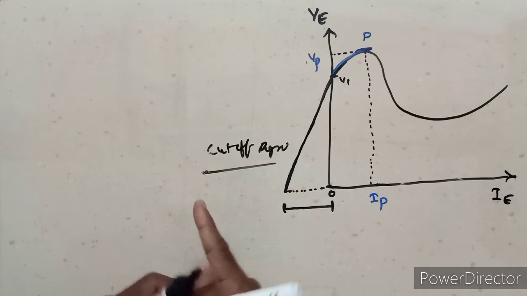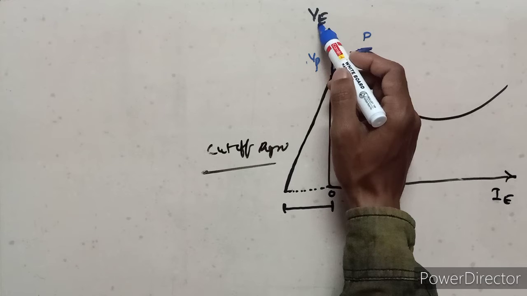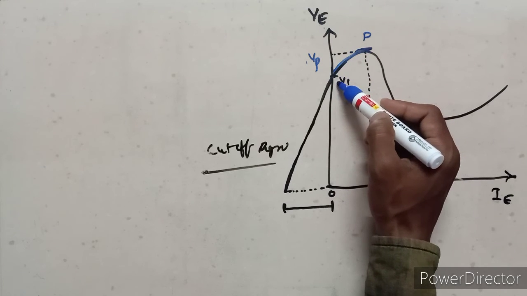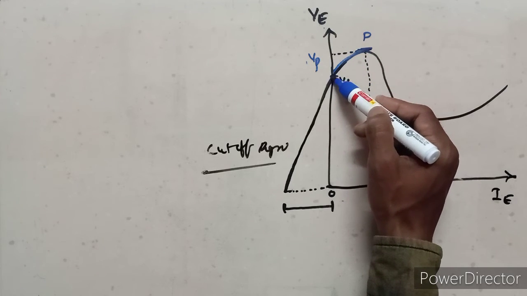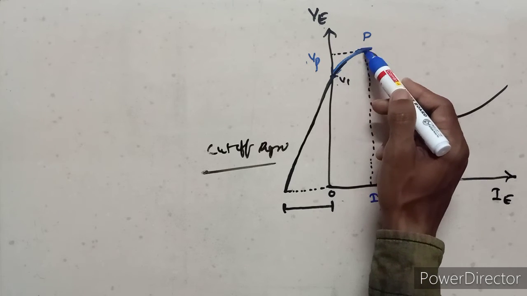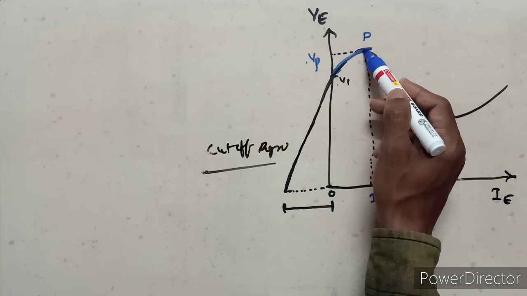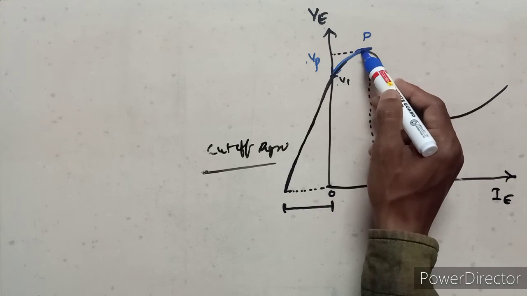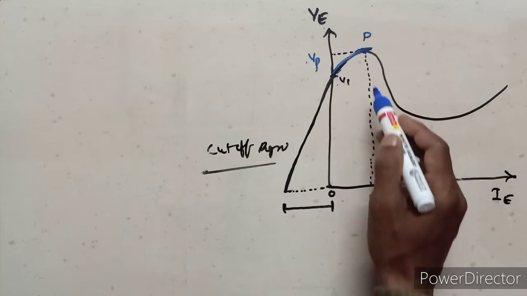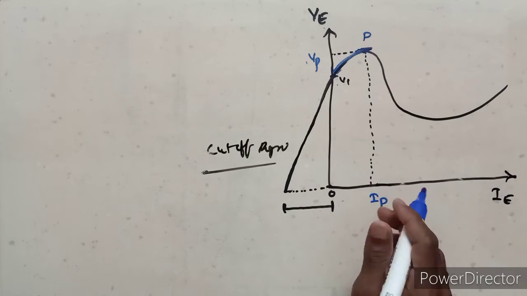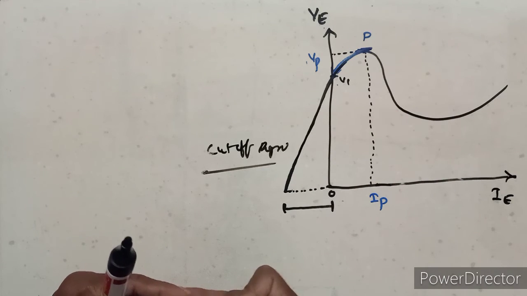Our second point is that when VE is slightly greater than V1, forward current IE begins to flow and increases up to the peak value VP, and the current IP is called peak current. So this is the peak current.